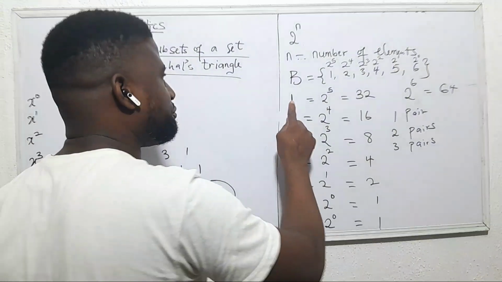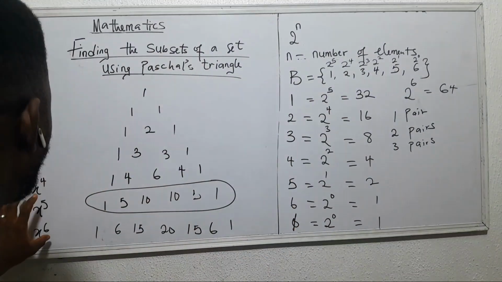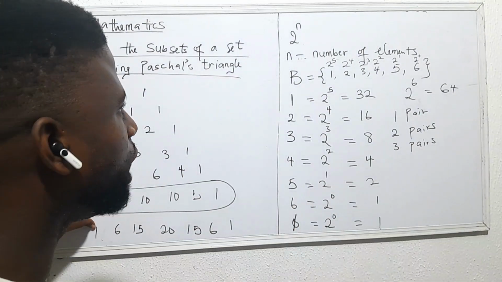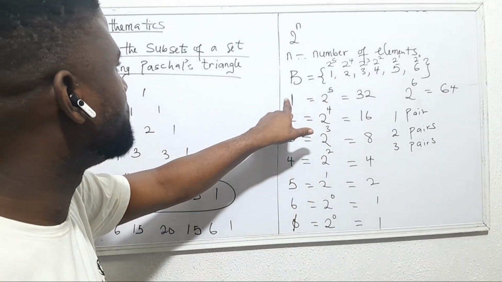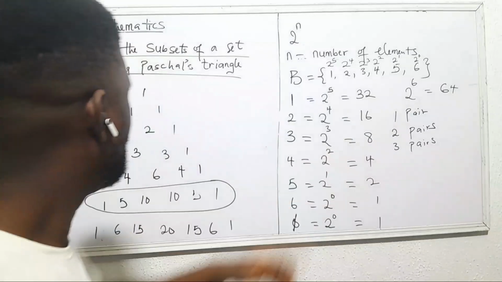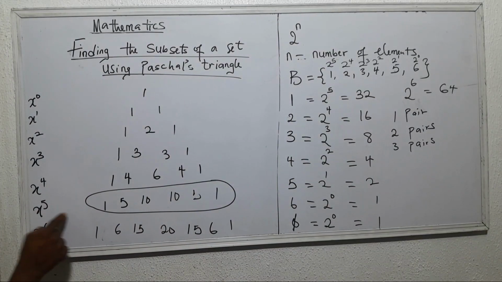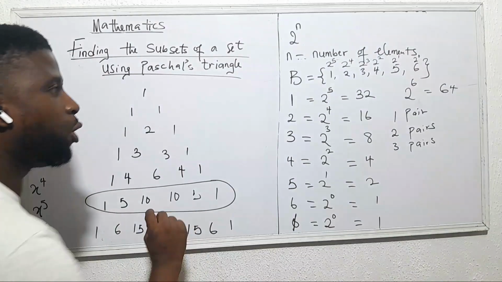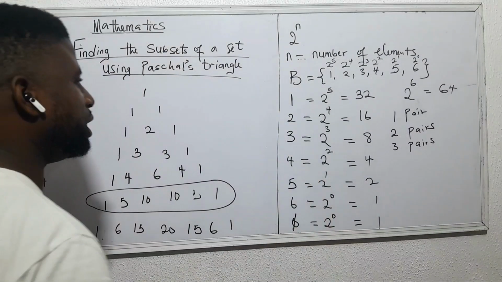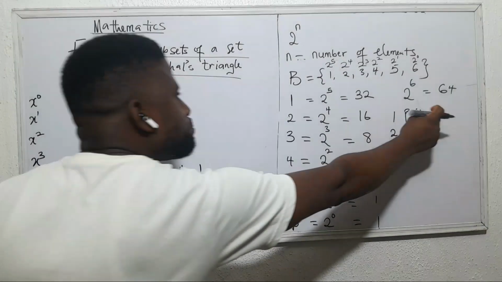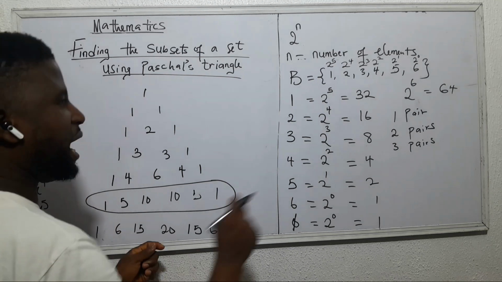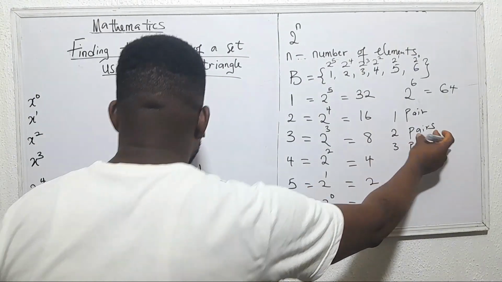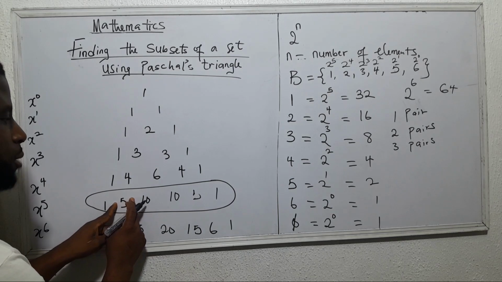Now, 1 raised to power 5. First, how do you know which line of Pascal's triangle you are using? It is the index that is given to each element. So for element 1, we have 2 raised to power 5, which means we are using the sixth line of Pascal's triangle, x raised to the power 5. And what does that mean? It means that my one pair will give me one number of subsets, right? Now, when I use my one pair to form two pairs, it will give me 5 number of subsets.